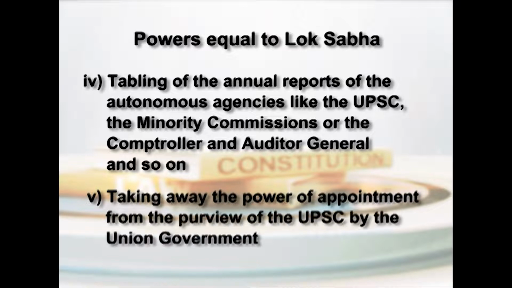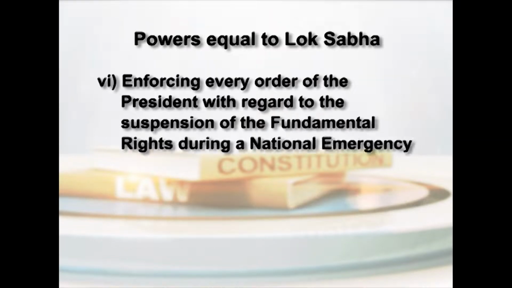Fifthly, so far as the power of appointment is concerned, the union government may take away the power of appointment from the purview of the UPSC only if it has the approval of the Rajya Sabha as well. Sixthly, every order of the President with regard to the suspension of the enforcement of the fundamental rights requires the approval of both the houses.